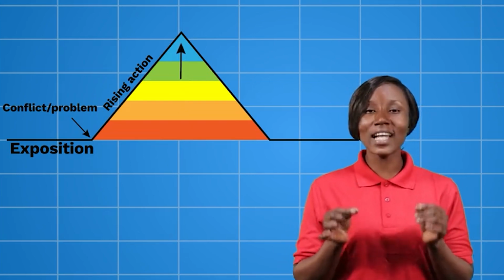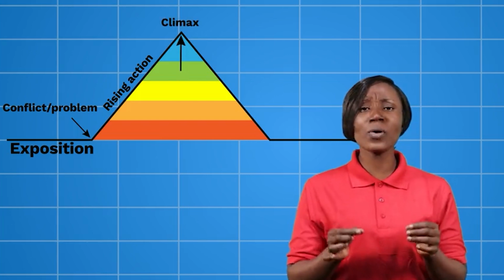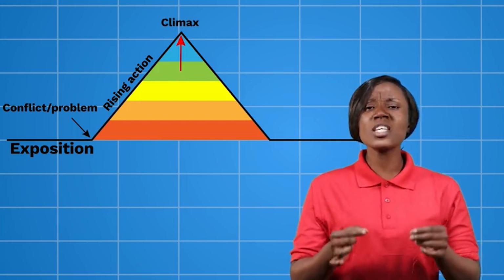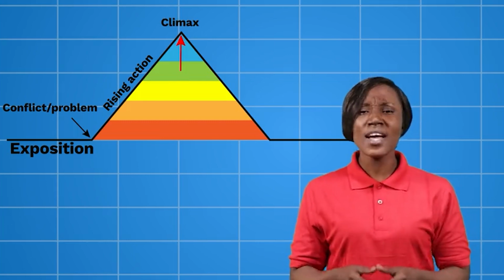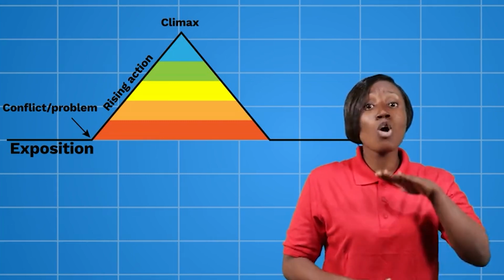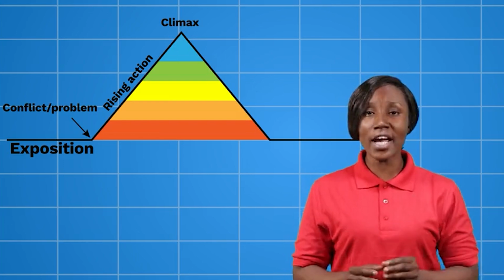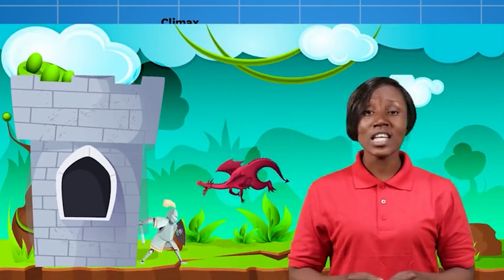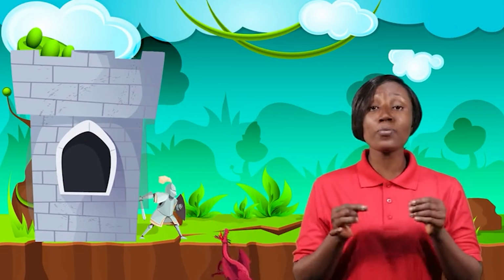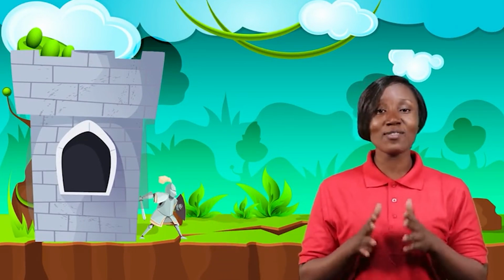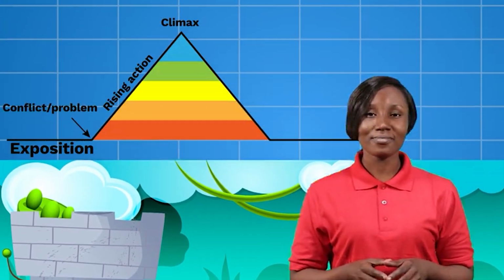Next, you have the climax. This is the point at which the conflict reaches the height of intensity. At this point in your story, the tension has built up so much that something has to change to reverse it. In most stories, this is where the protagonist confronts the problem in the most dramatic event of the story.